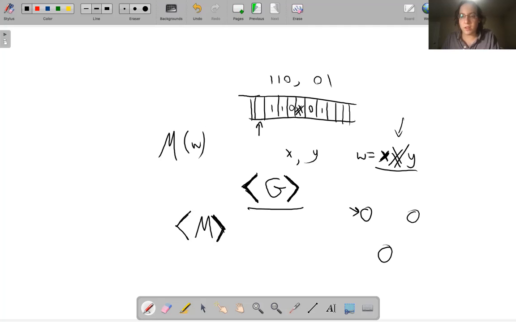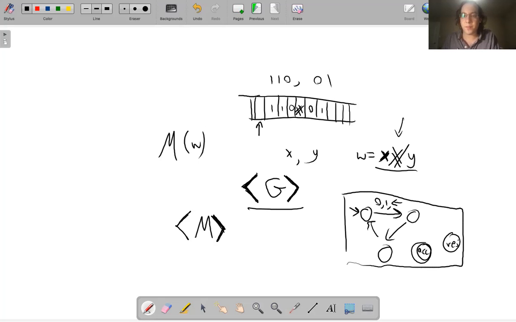We need which one is the start state. We need which ones are the accept and reject states. And then we need these arrows, these transition rules. So we need all of the arrows, but there are only finitely many, a finite amount of information here. So we can denote all that finite information in a finite string, and that string will be angle bracket M, where M is the Turing machine. So M is the mathematical object, and angle bracket M is the string.